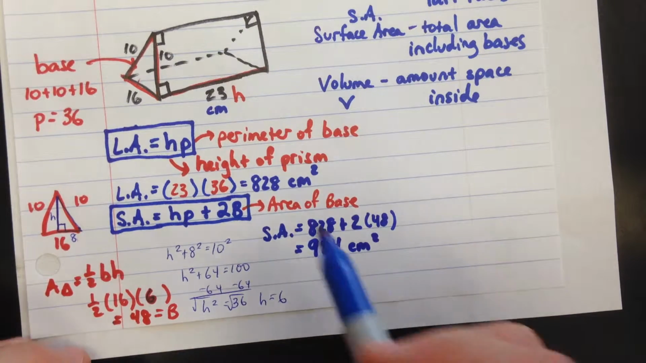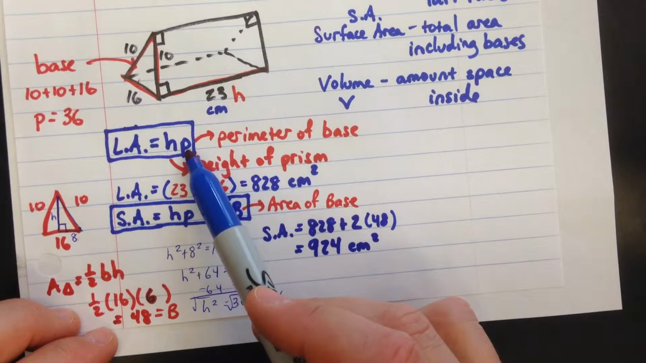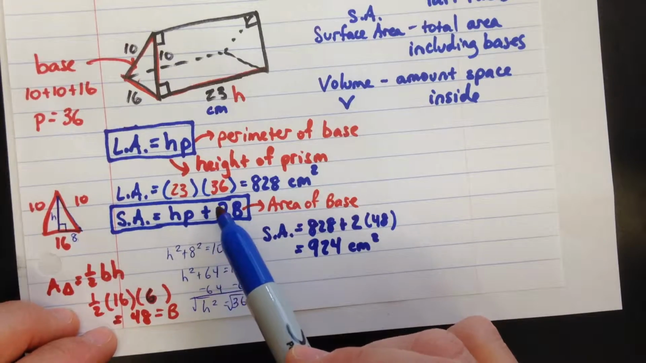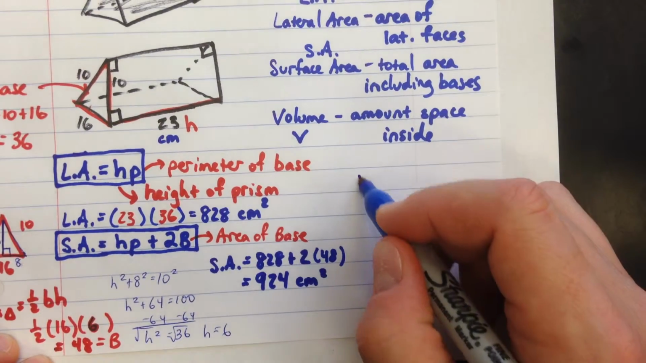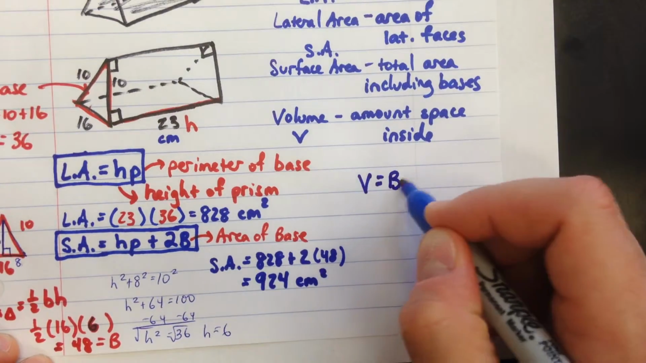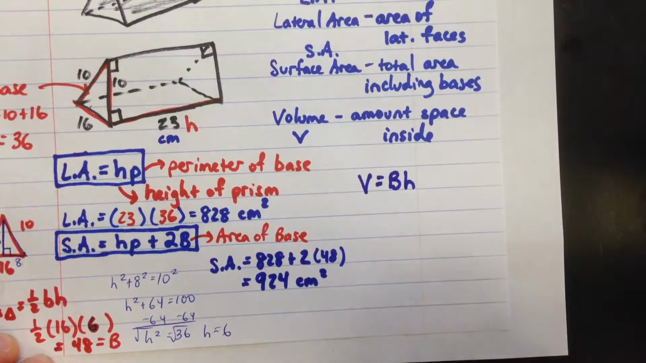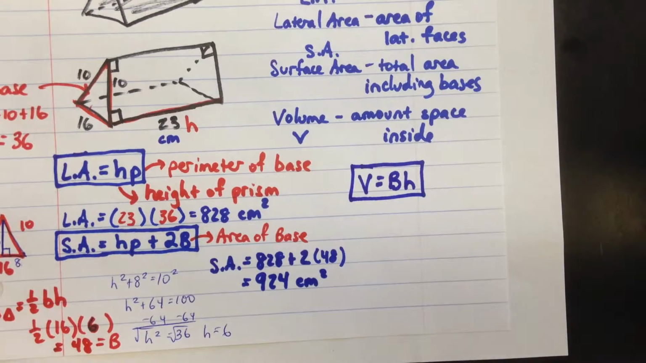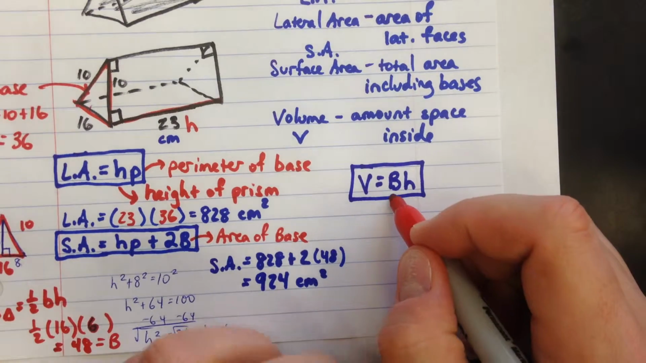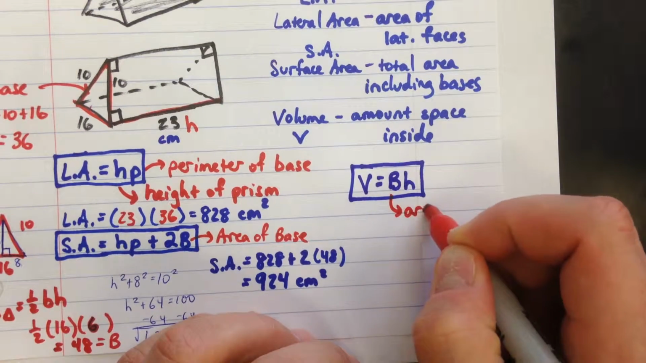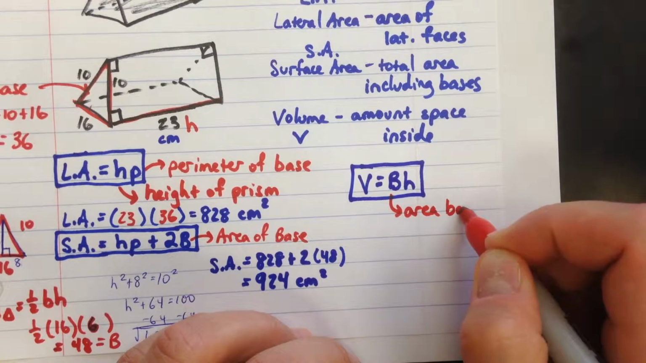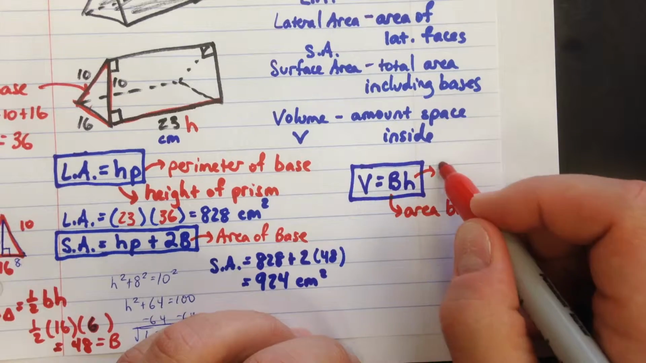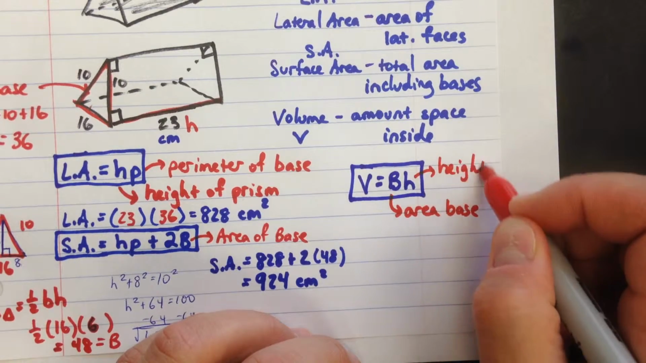All right, so let's continue where we left off. So we did the lateral area, we did the surface area. One more formula. Volume is the amount inside, and the formula for that is capital B times H. Well, capital B, that is the area of the base. In this case, that's a triangle. And then H is the height of the prism.